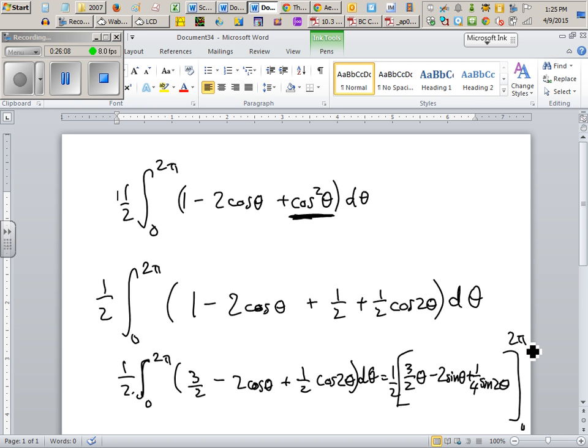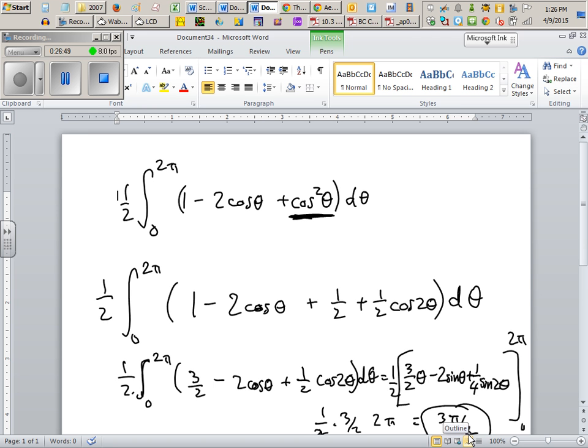Okay, fortunately, there's like 6 things going on, right? Because you got to plug the 2 pi into 3 things, and you got to plug the 0 into 3 things. When you plug that 2 pi into the first term, you actually get something meaningful. But when you plug the 2 pi into the second and third terms, you get 0 both times. And when you plug in the 0, you get 0 all 3 times. So really, you only have to plug the 2 pi into the very first term. So the answer is 1/2 times 3/2 times 2 pi. So the arithmetic ends very easily. 3 pi over 2.